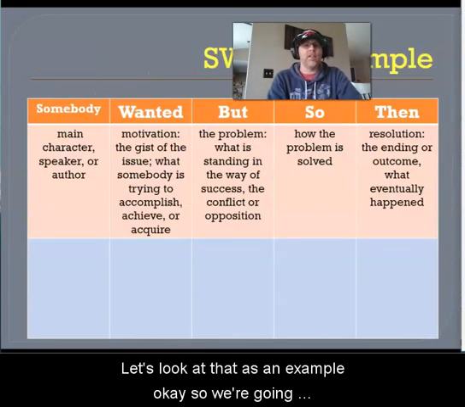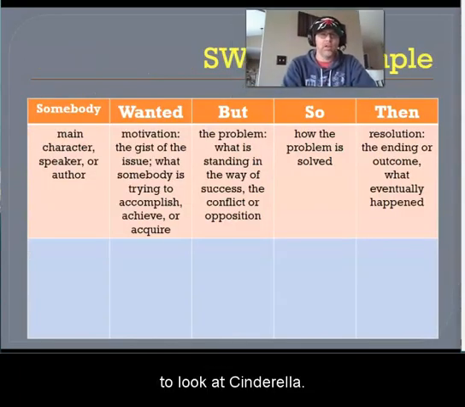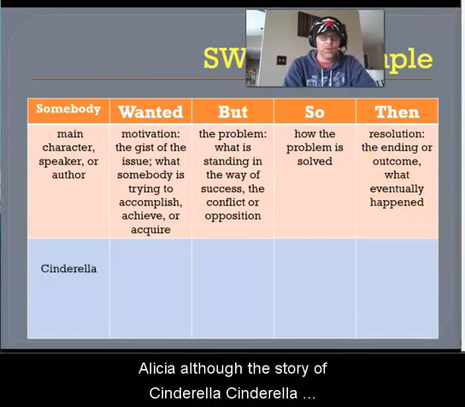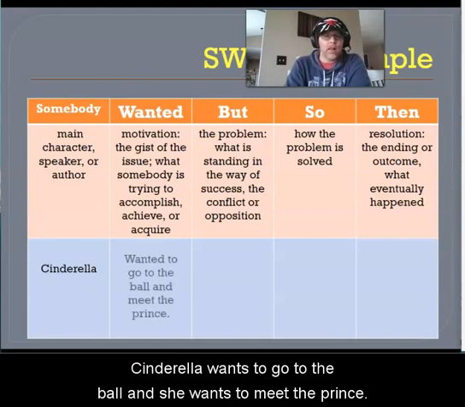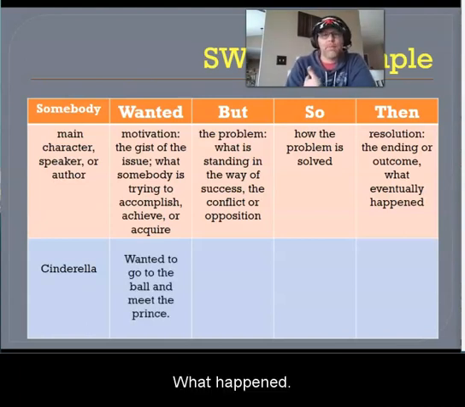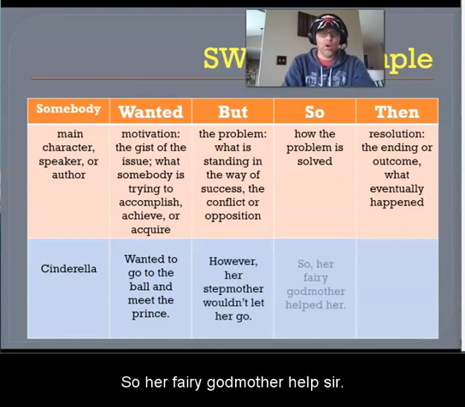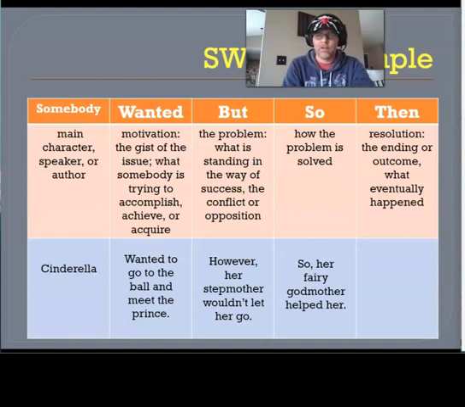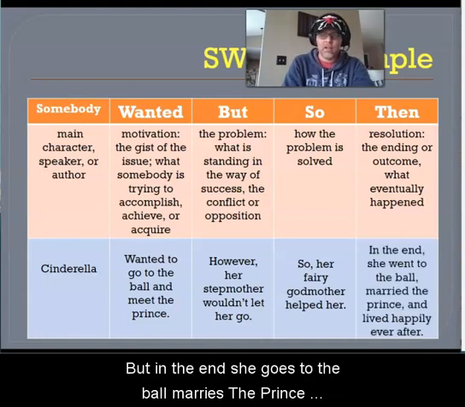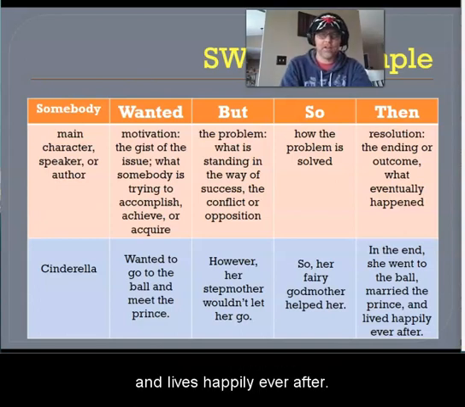Let's look at this as an example, okay? So we're going to look at Cinderella. We should all know the story of Cinderella. So what does Cinderella want? Cinderella wants to go to the ball and she wants to meet the prince. But what happens? Her stepmother won't let her go. So her fairy godmother helps her. And in the end, she goes to the ball, marries the prince, and lives happily ever after.